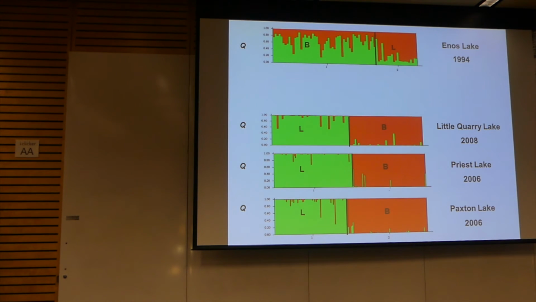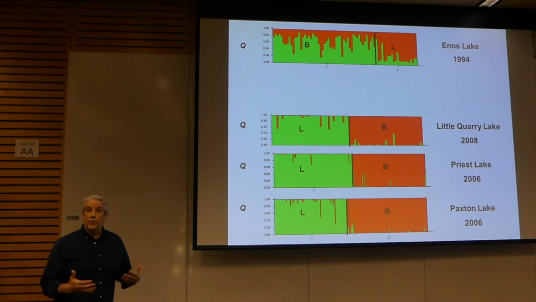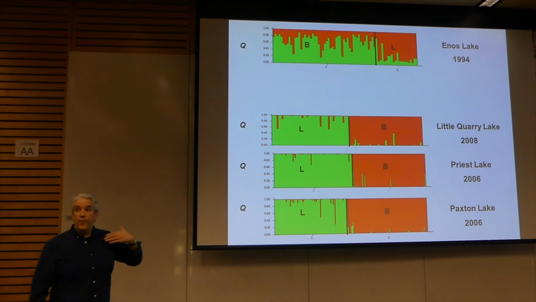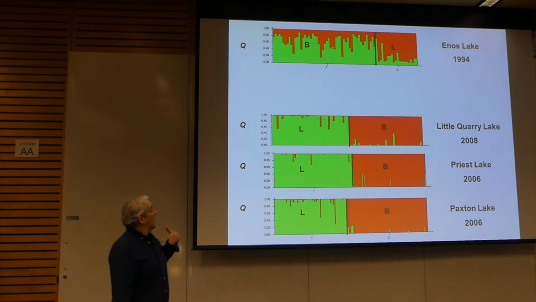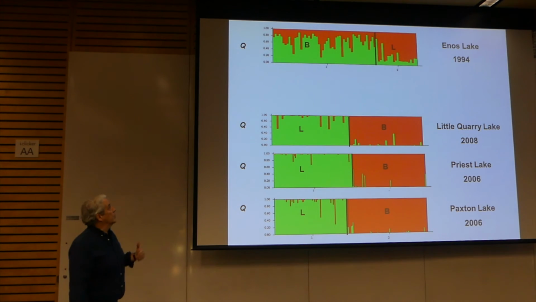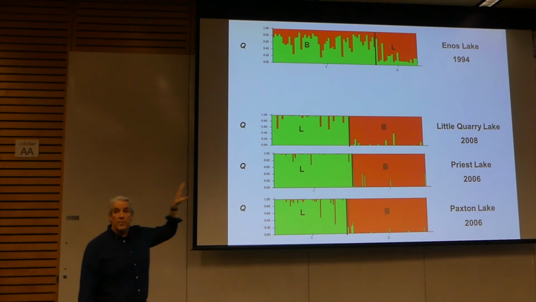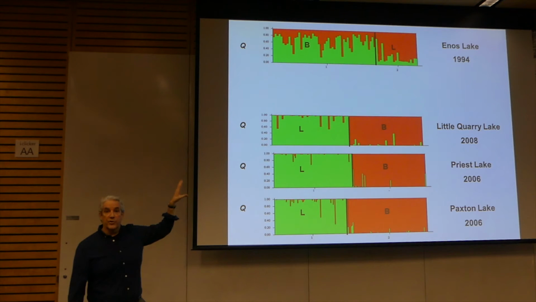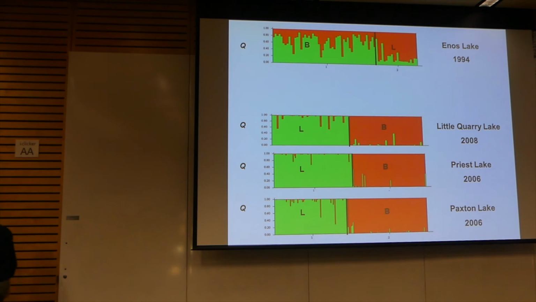Now, if you look at Enos Lake in 1994, you see a slightly different situation. Yes, there are 2 genetic groups, although the most likely solution here was actually just 1. But what I did is I forced 2 groups on the data and said, if I assume there's 2 groups here, how do they map onto these 2 groups? And again, most of the benthics are green, most of the limnetics are red. You can see there's a much greater level of uncertainty about the genetic composition of any individual fish. There are no fish that are 100% red and no fish that are 100% green.